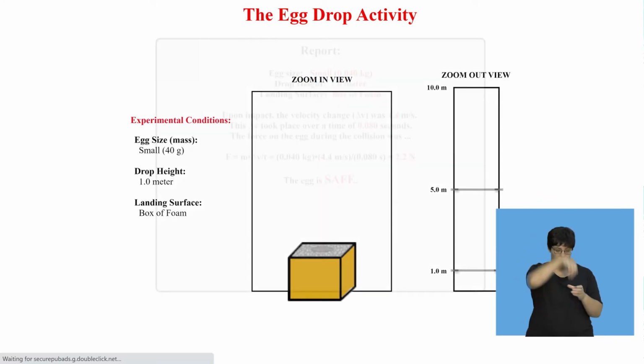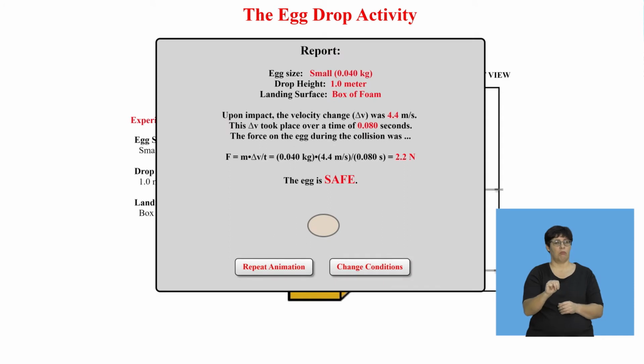It goes into the foam, absolutely safe. Look at the time. Compared to the 1 inch foam, that's double the time period. It now experiences half the force. So force and time are related. They are inversely proportional to each other because the change in momentum is the same.